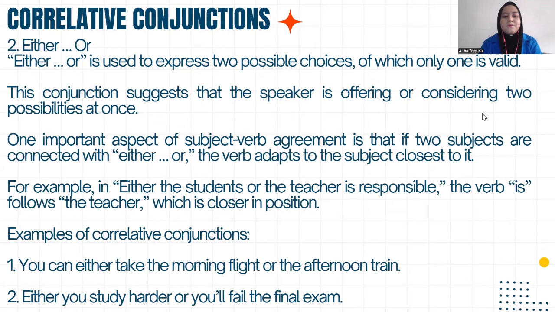in position. Examples of correlative conjunctions are: number one, you can either take the morning flight or the afternoon train. Number two, either you study harder or you will fail the final exam.